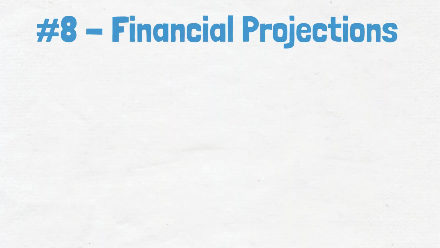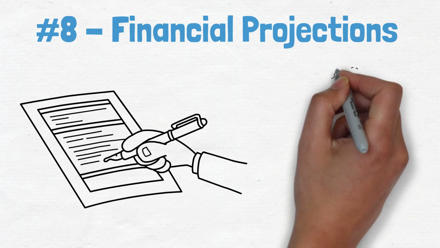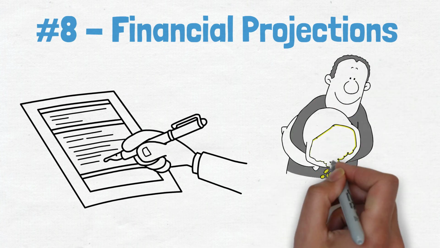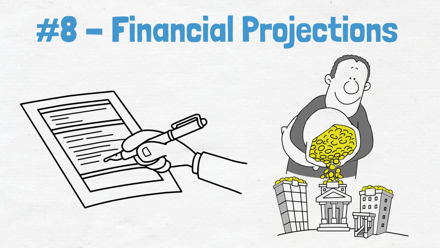Number 8, financial projections. This is an important part of your business plan if you're needing investors. This will explain how your business will make enough money to repay the loan or how your business will earn a good return for investors.